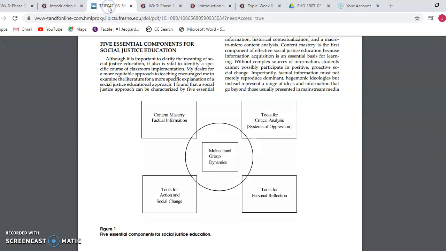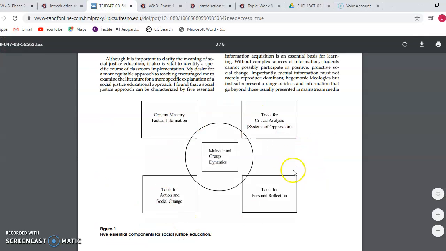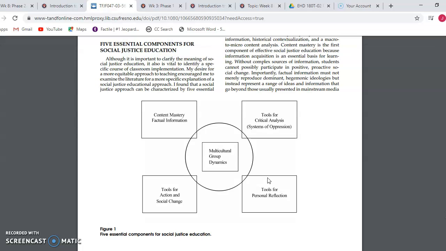This influenced my lesson plan because it's very important for me to keep in mind my students' background, like where they come from and what their needs will be in terms of teaching them.